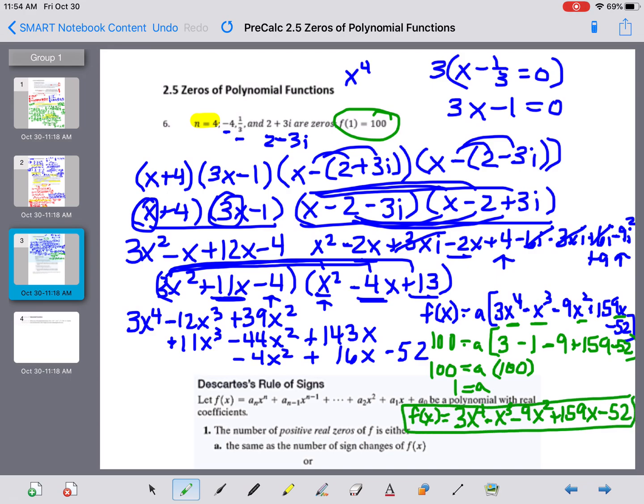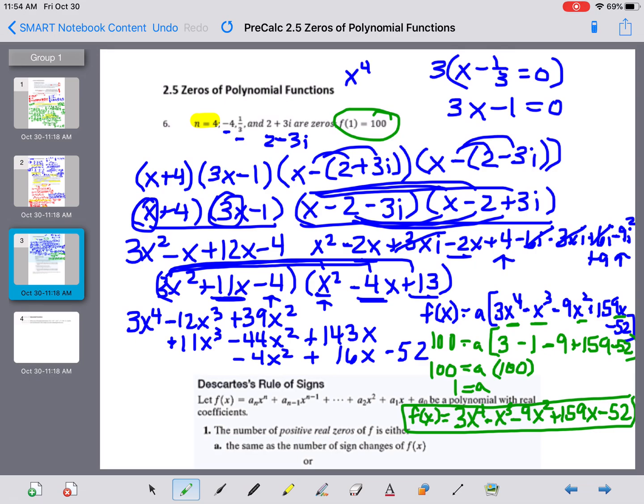Okay, so turn all your zeros into factors, multiply those factors out, watching your algebra, don't trust your teacher, and then always double check with the point given to you if there is an A that needs to be multiplied by a factor times all of your other terms, okay?